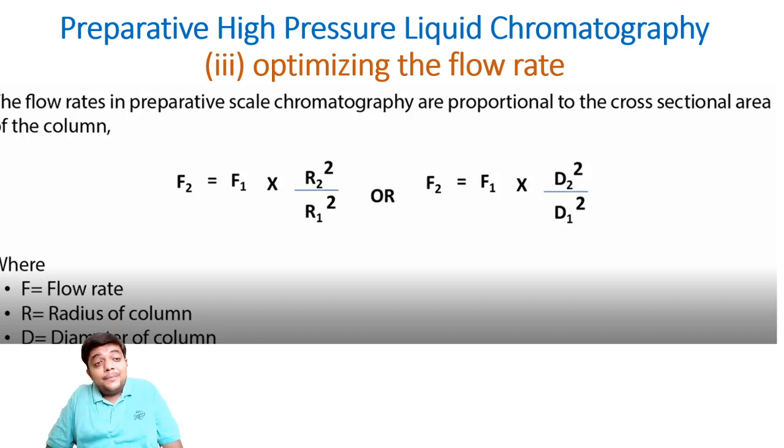Optimizing the flow rate. F1 is the flow rate for the analytical column, F2 is the flow rate for the preparative column. R1 and R2 are the radii. As you know, the flow rate of the analytical column is known, and the flow rate of the preparative column is to be found out. So the flow rate in preparative scale chromatography is proportional to the cross-sectional area of the column, that is F1 multiplied by R2 square divided by R1 square. Sometimes, apart from using radius, people also use diameter. Keep these two formulas intact with you. They are going to help you very much while calculating these prep HPLC equations.